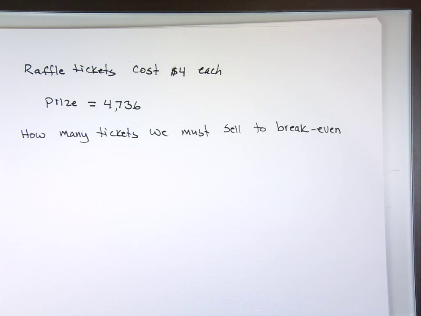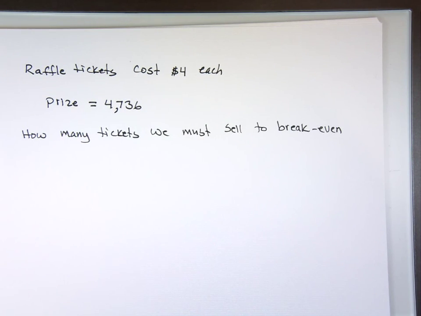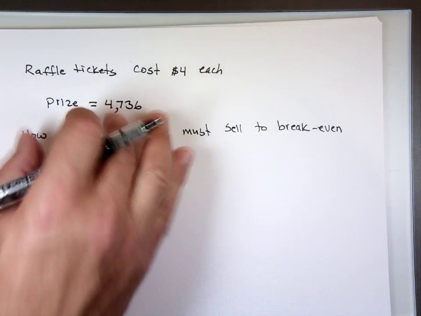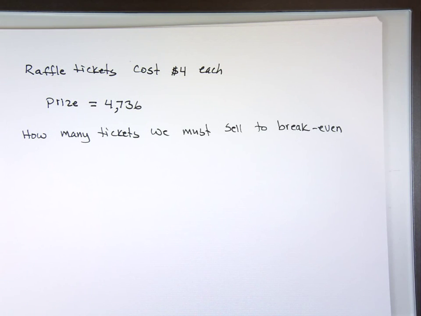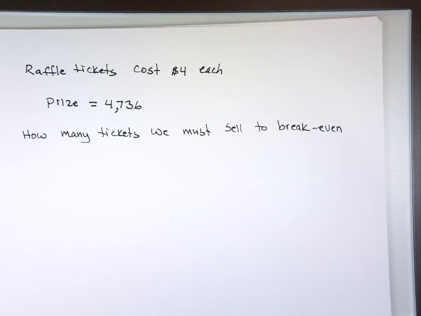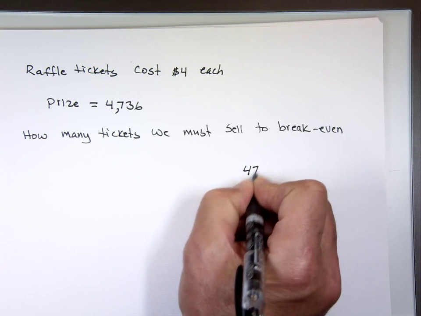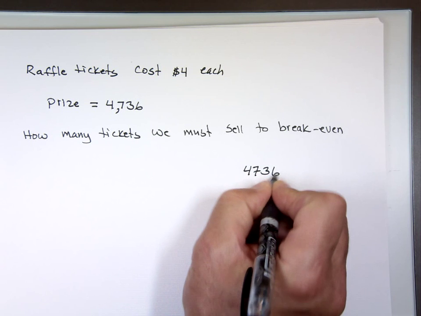So we have a raffle here, $4 a ticket, and that's what the prize is. I'm given $4,736. How many tickets do I need to sell to break even? Keep going until you get to that number. Well, I don't want to keep going 4 plus 4 plus 4. I'll be there the whole day. Multiply. Divide. Yes, that's true. It's not a guessing game.